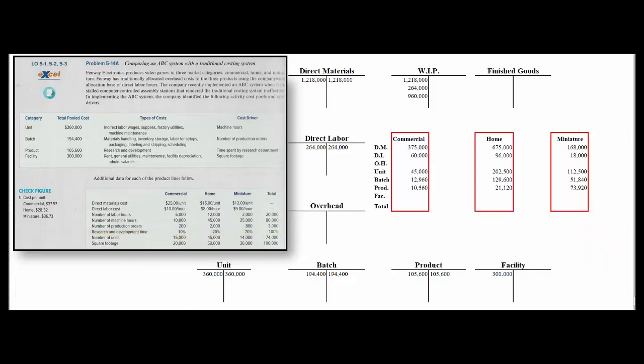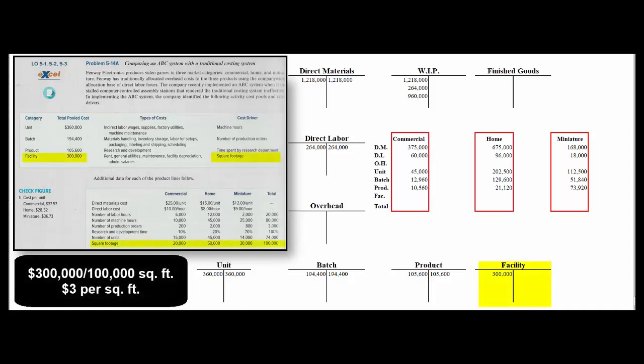And then finally, the facility level costs, the rent, the general utilities, the maintenance, the facility depreciation, the admin salaries. Now notice that that's a period cost because we're trying to figure out what these different products cost us. So we're no longer just looking at product costs, we're helping management run the business by looking at the overall cost of this product. And we're going to take that rent of $300,000 allocated on the basis of square footage.